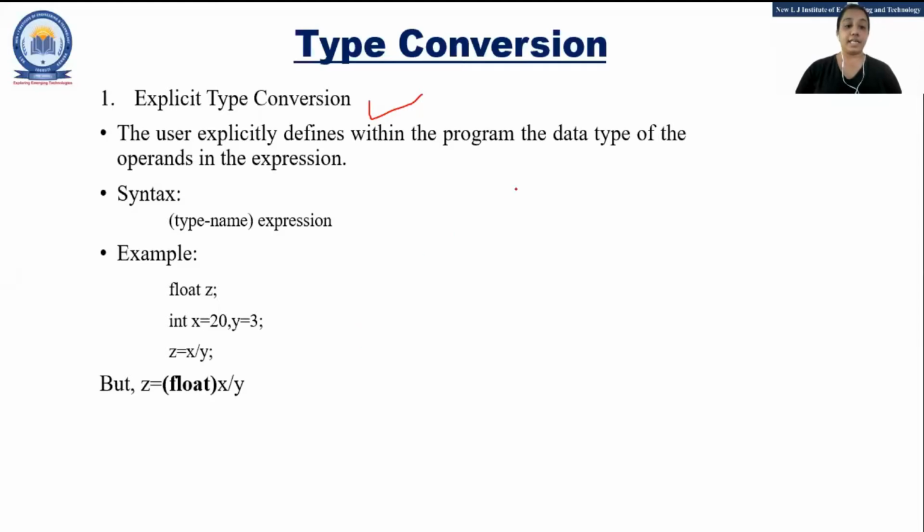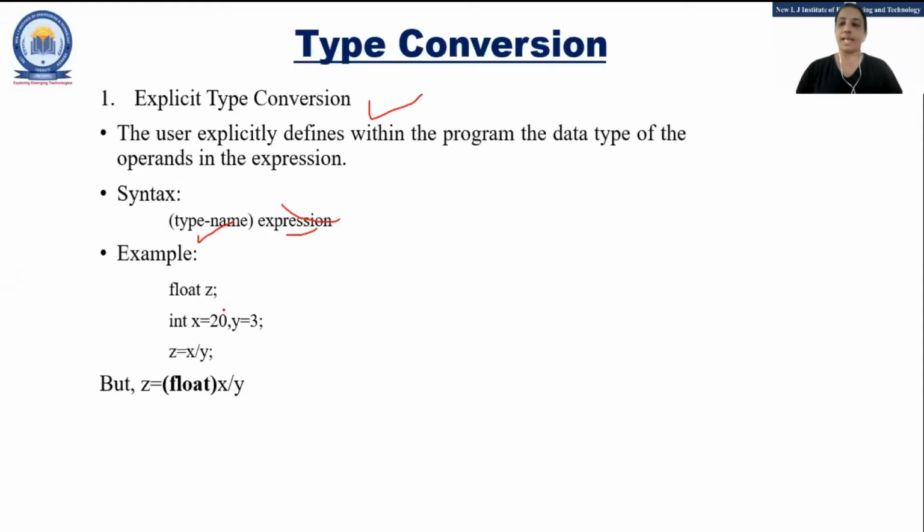So what is the syntax for that? First, you need to write in a bracket type name and then expression. That means whatever you need to convert. And type name, that means data type in which you want to convert. Either it can be an integer, float, double, long integer, short integer, whatever. And here, whatever thing is there, it is supposed to be converted.